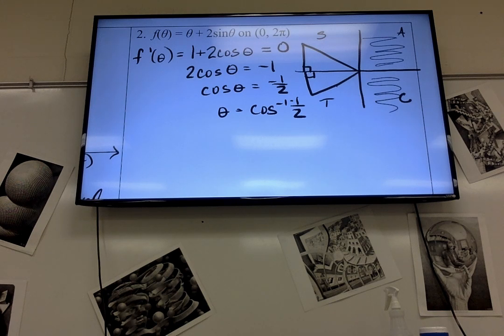Okay, so across from the 30 is 1, and the adjacent is... Across from the 30 is 1, in this case negative 1. So the angle is 60 there, because across from the 60 is the square root of 3, and then the hypotenuse is 2.